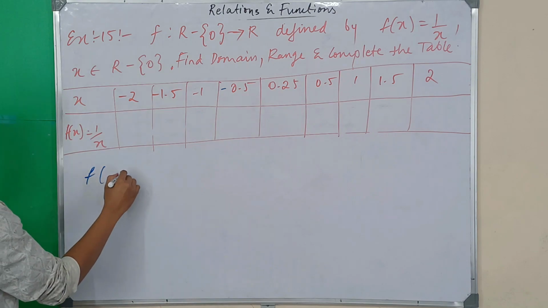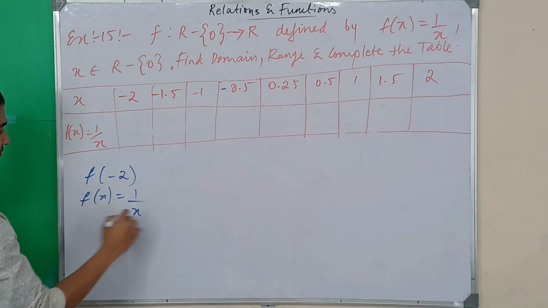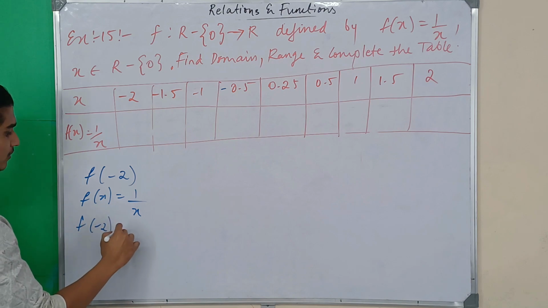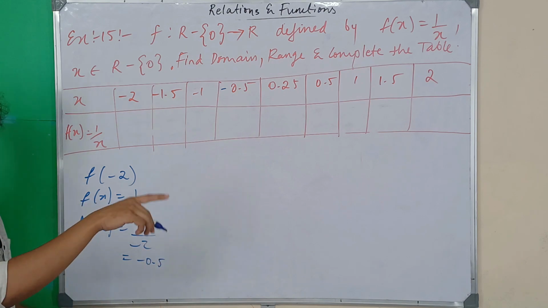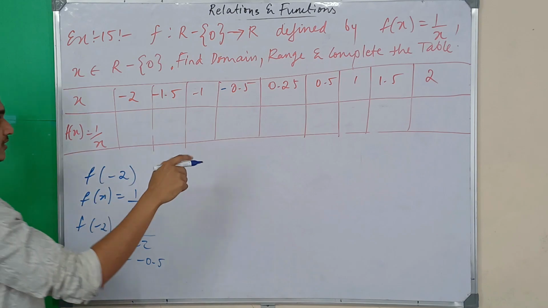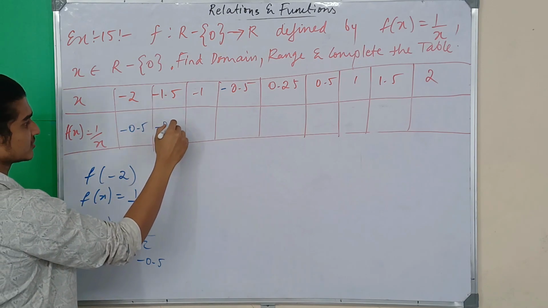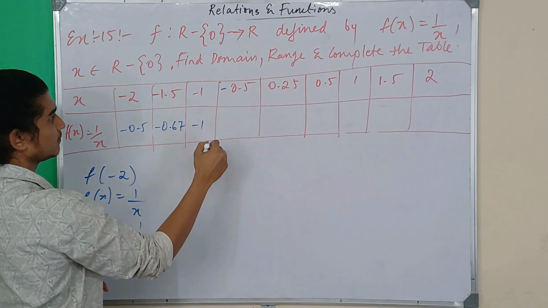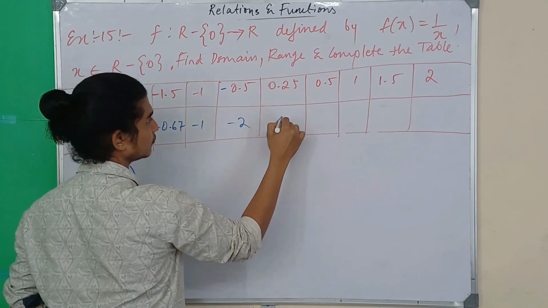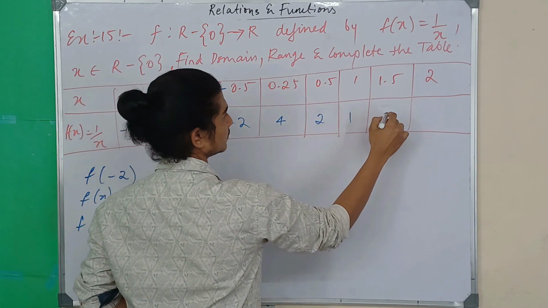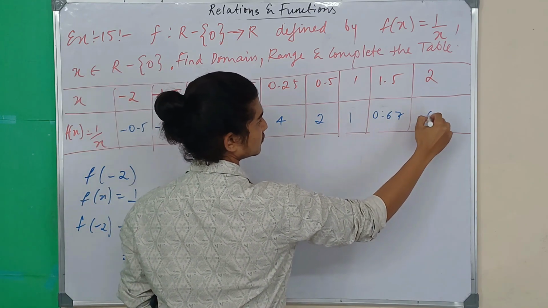So f of minus 2. f of x equal to 1 by x, so if I put f of minus 2, 1 by minus 2 is going to become minus 0.5. In the exact same way, if you solve the rest, you're going to get this as 0.67, this is minus 1, and this is I think minus 2. This is 4, this is 2, 1. This is again 0.67, and this is 0.5.